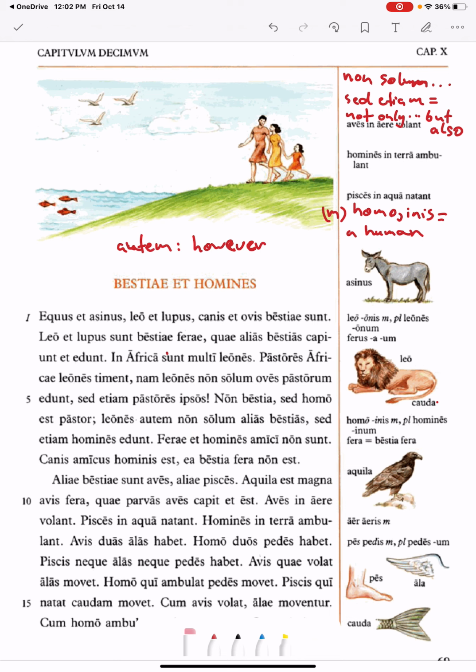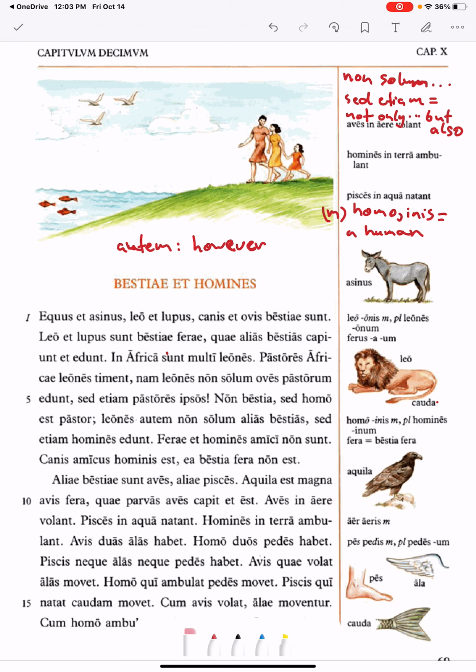Canis amicus hominis est, right? It's saying the dog is an amicus, a friend, hominis, of the human. And here, hominis is in the genitive case. It has the is ending from the third declension to show possession, right? A friend of the human. Ea bestia, here it's saying that beast, is id, fera non est, is not wild, right? The dog is not a wild beast, it is a friend of man. You might say man's best friend, as some say.